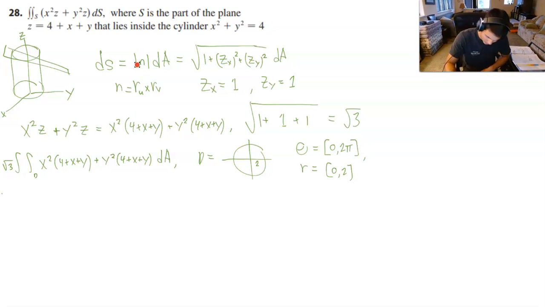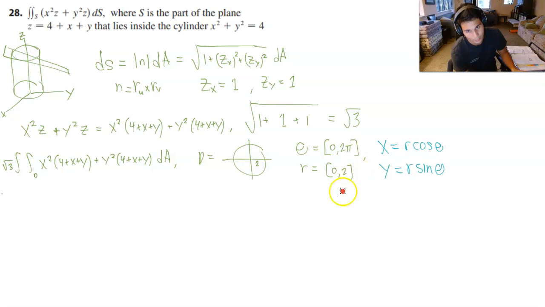Okay, so what you want to do is you have x and y equal to r cosine theta and r sine theta. It's important you put r instead of 2. Very important. Don't put a 2 for this r in here.